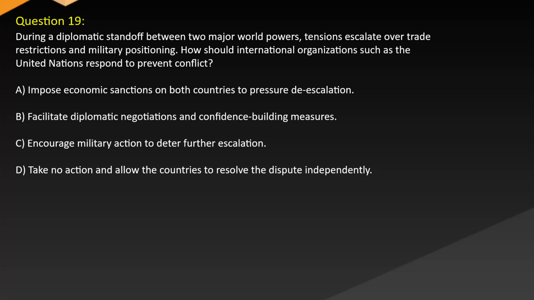Question 19. During a diplomatic standoff between two major world powers, tensions escalate over trade restrictions and military positioning. How should international organizations such as the United Nations respond to prevent conflict? A. Impose economic sanctions on both countries to pressure de-escalation. B. Facilitate diplomatic negotiations and confidence-building measures.